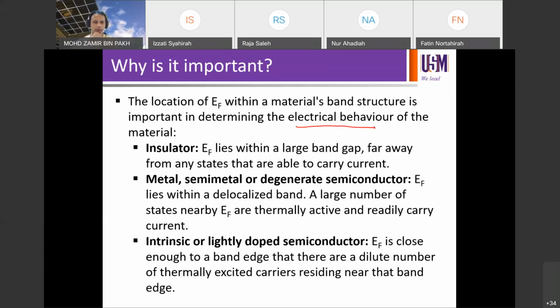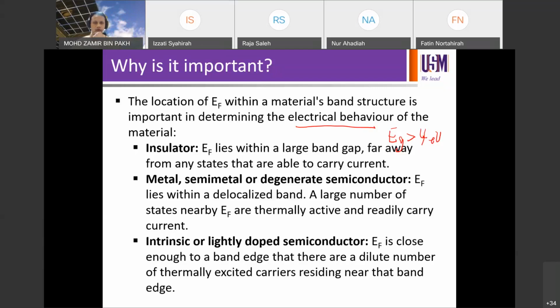For an insulator, the EF lies within a large band gap. An insulator typically has an EG of more than 4 electron volts. Then it's called an insulator, right? So in this case, if you're talking about 5.5 eV, for example, for your band gap, then your EF will lie in the middle of your forbidden gap, which is 5.5 divided by 2.